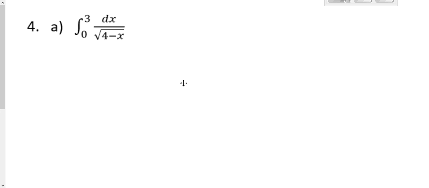Okay, looking at number 4, we have to evaluate these integrals. So when we look at this integral, this is going to be an integral that requires u substitution because we have an inner function here. So the first thing in that process is finding what u equals. In this case, it's what's under the square root, so u is 4 minus x, which means du, the derivative of u, is the derivative of 4, which is 0, and the derivative of negative x is negative 1. We don't have to write the 1, we can just write dx.